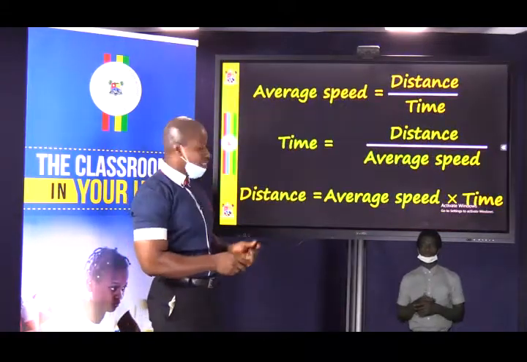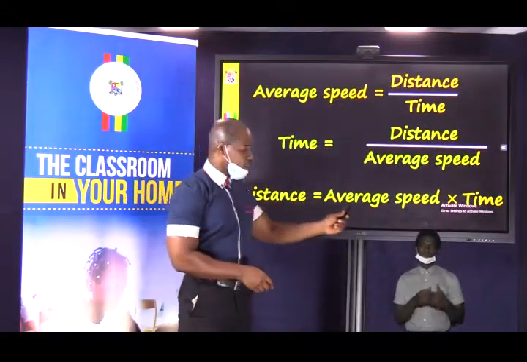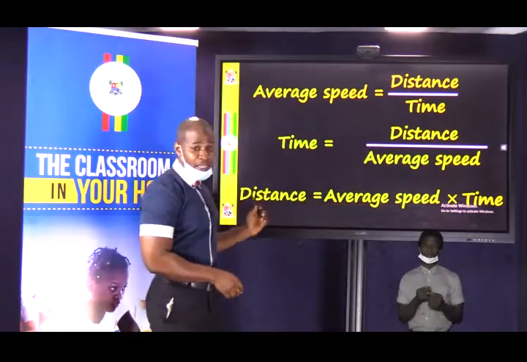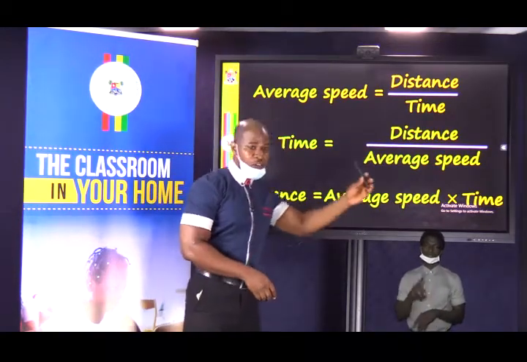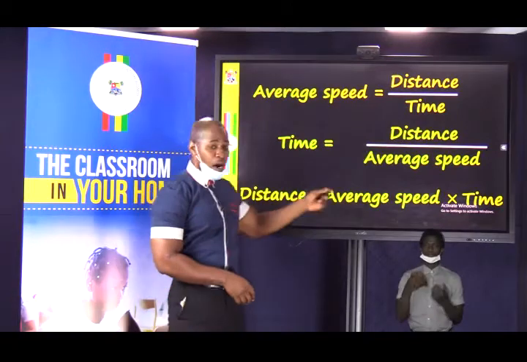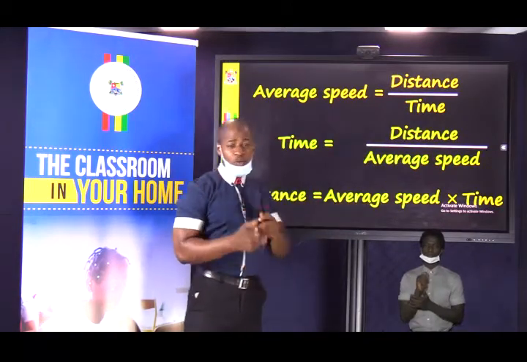And when we say that, this is what we mean. Distance, average speed, time. That's on a straight line. D-A-T. So just know that you have to do distance is equal to average speed times time. Let's take it one more time.